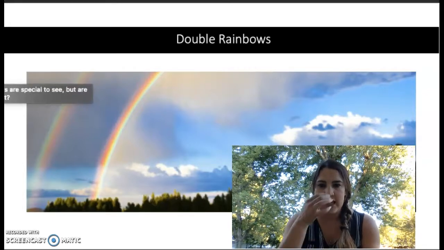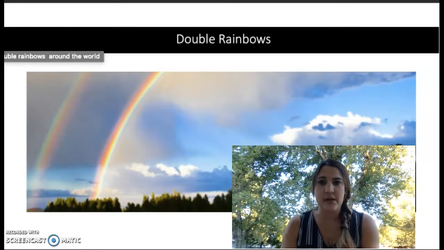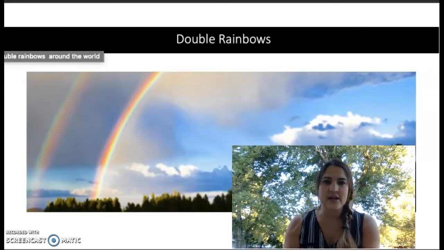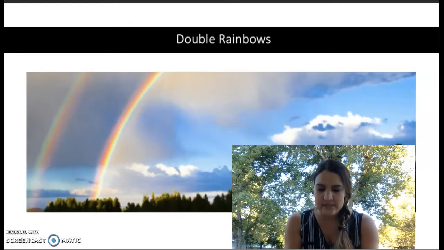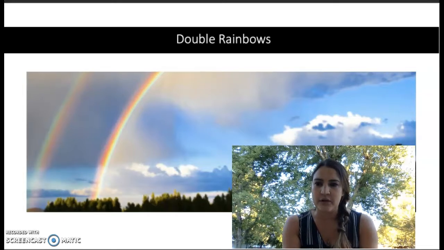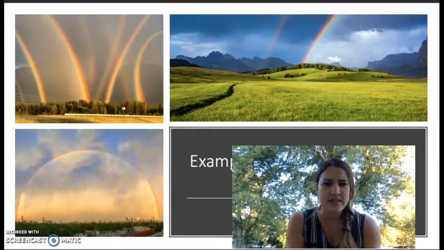Do they just come from two separate sets of rain systems? Is there some kind of mirror in the sky that's causing a second image? What causes it? And why sometimes do you have a double rainbow when other times you just have one? How rare is a double rainbow? Is it really as rare as we think?